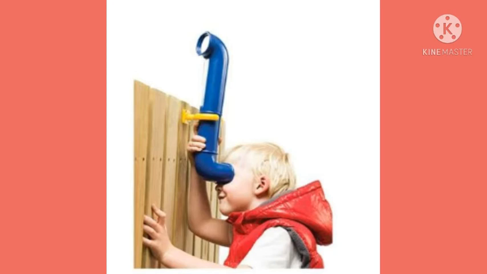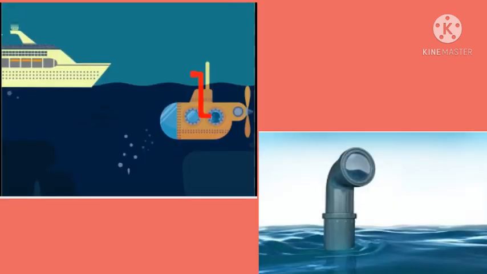This device is called a periscope. It is used in submarines to see objects above the surface of water. It is also used to observe and keep a watch on objects or persons on the ground from an underground bunker. Kaleidoscope and periscope both use the properties of reflection of light.